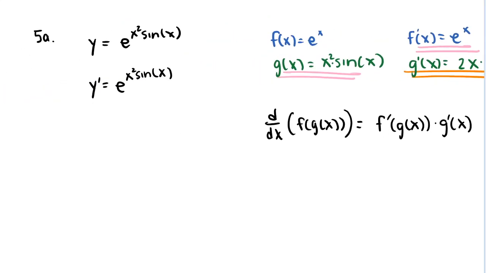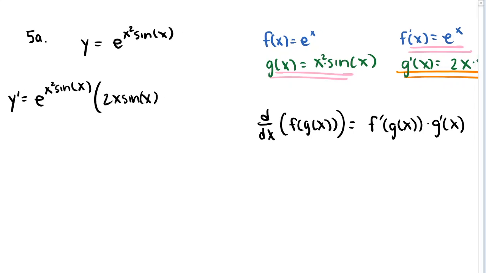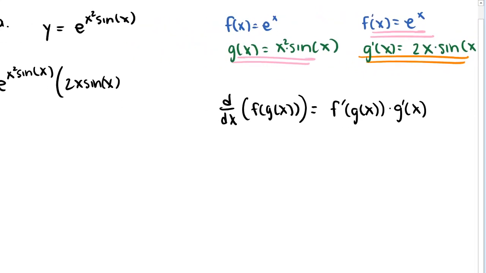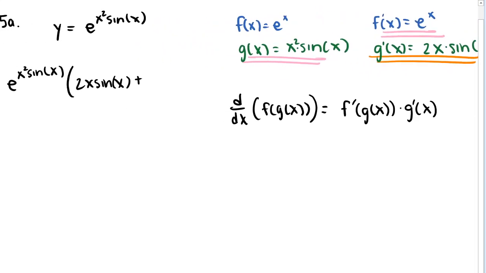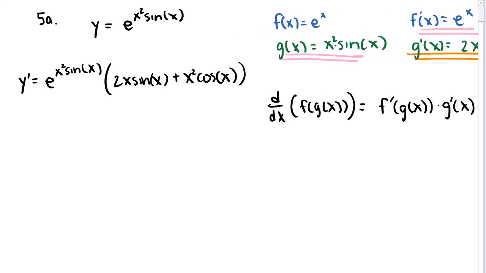Maybe I should move this to the side just to make sure we have enough space. So this is multiplied with 2x sine of x, plus cosine of x times x squared. So I'm going to write that as plus x squared cosine of x. And here, I don't see any way that this is going to clean up all that well, so we can just leave it at that.